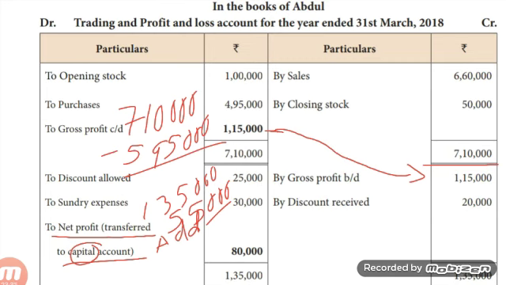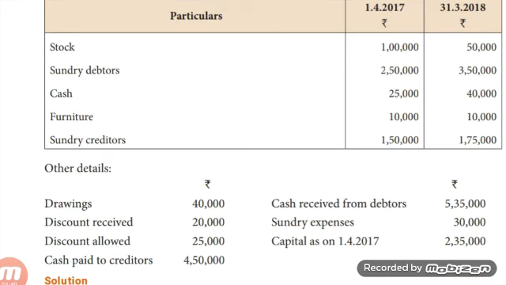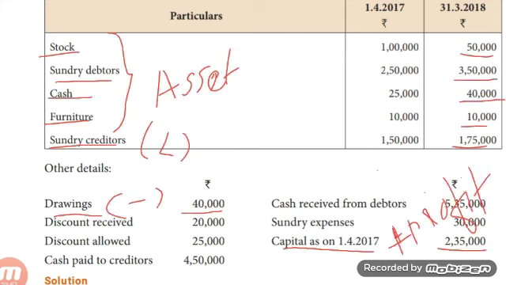Okay. The next step is the balance sheet. Preparation of balance sheet. Shall we do that? Children, see the question. In this question, assets and liabilities. What is a balance sheet? Balance sheet is a statement which states all assets and liabilities of the business organization. For preparing the balance sheet, you need to take all assets and liabilities from the given information. Here, what are the assets? Stock is an asset, sundry debtor is an asset, cash and furniture are also assets. Sundry creditor is a liability.